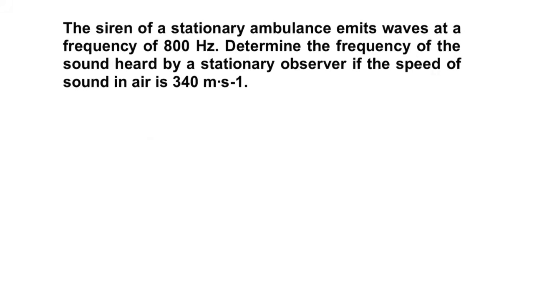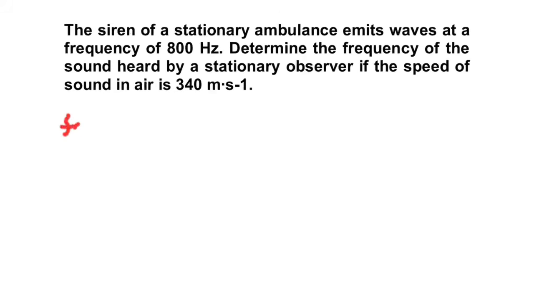The siren of a stationary ambulance emits waves at a frequency of 800 Hz. Determine the frequency of sound heard by a stationary observer if the speed of sound in the air is 340 meters per second. The frequency emitted by the sound source is 800 Hz. We are interested in the frequency observed by the listener. So we want FL.